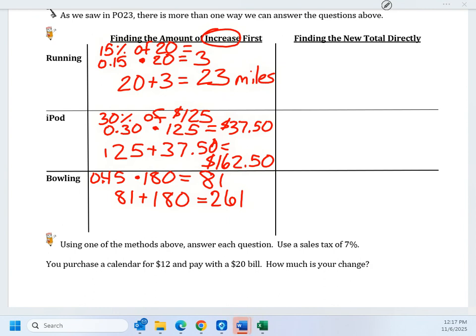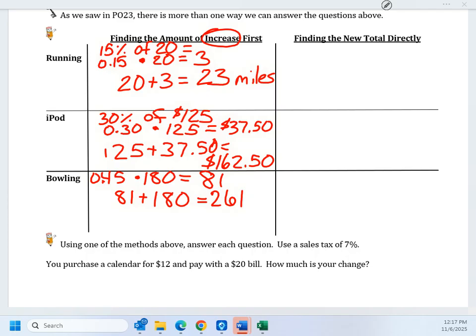Thinking it through logically, 45% is almost half. It's gonna increase by almost 90. So 180 up to 261, that's almost 90 more. That makes sense. Logically, it makes sense. I keep coming back to looking at your answer, because we don't ever want to just do the math and say we're done without stopping and thinking, does it make sense?